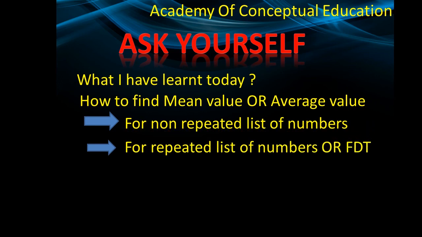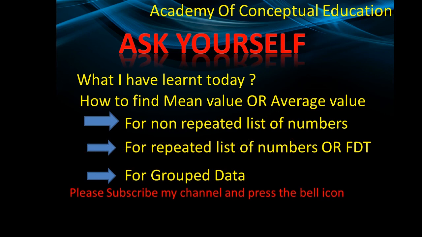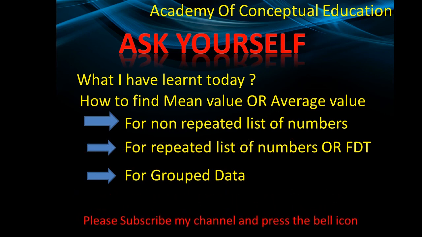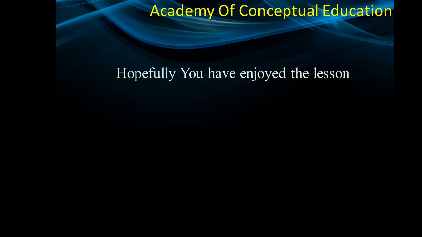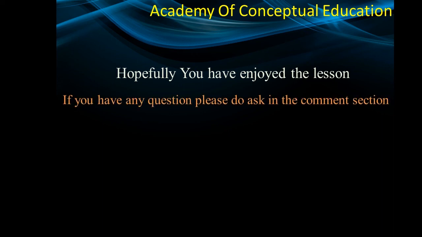And then we discussed how to find the mean for a repeated list of numbers or FDT, frequency distribution table. Sometimes the frequency distribution table will be given and you have to find the mean. And lastly we discussed how to find the mean for grouped data. So today we have covered the concept of mean with respect to repeated, non-repeated and grouped data. Mostly students are confused about what happens in the mean for grouped data, for a list of numbers, and for a repeated list of numbers. So hopefully you have enjoyed the lesson.